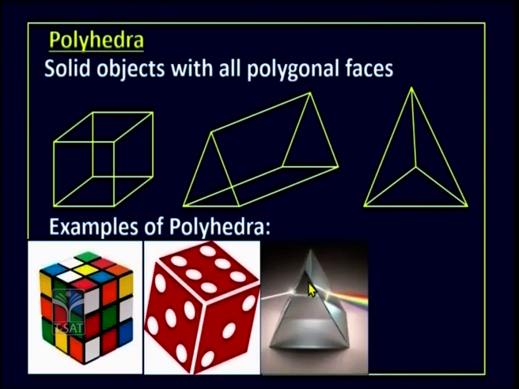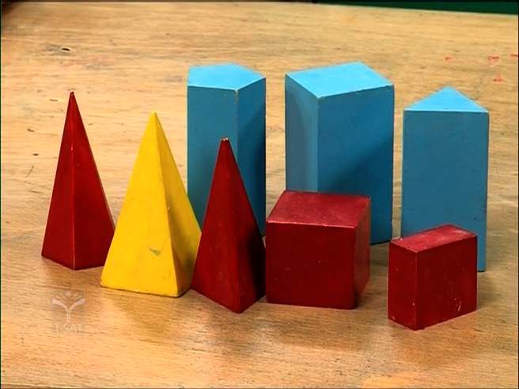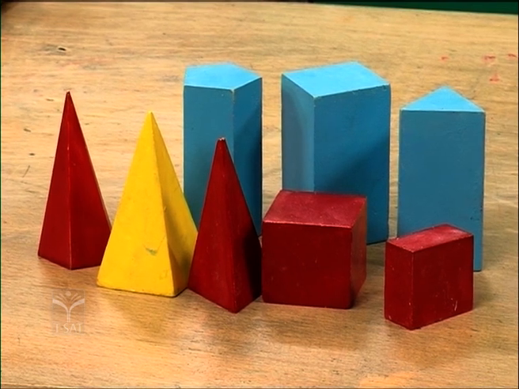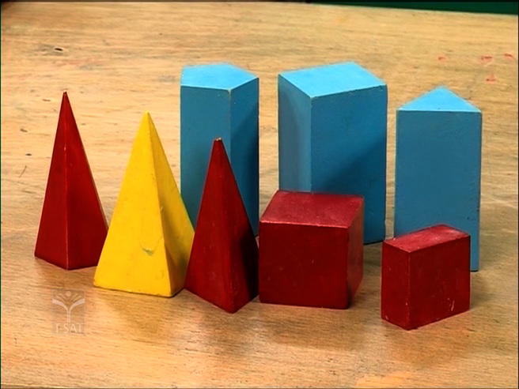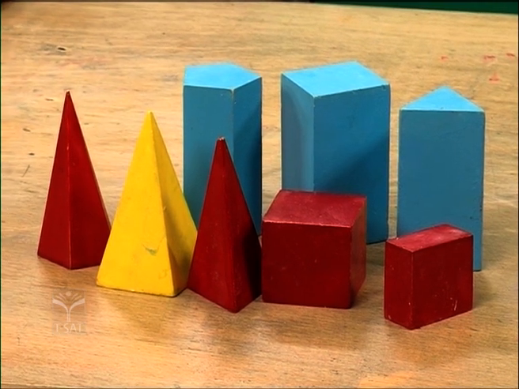Glass prism, yes, it is also a polyhedra. And Egypt pyramids, children, yes, these are also polyhedra. Children, you are observing on the screen different objects, right? So, these all are polyhedra because these are solid 3D shapes which are formed with only polygonal faces.